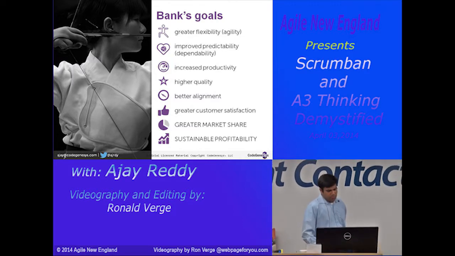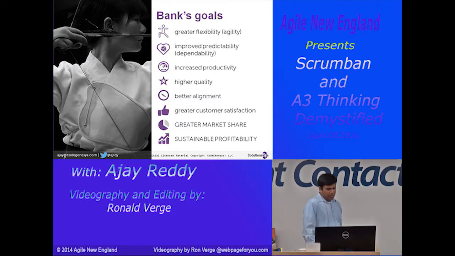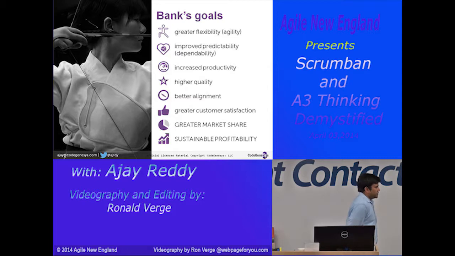The bank's goals, well, greater agility, dependability, productivity, of course, high quality, better alignment, greater customer satisfaction, greater market share, and sustainable profitability. The last three particularly are business concerns, right? And so the merging of system level things like predictability and productivity with business goals is what's being depicted here.